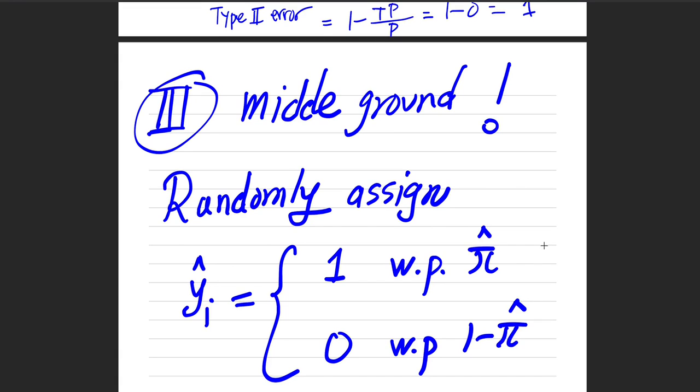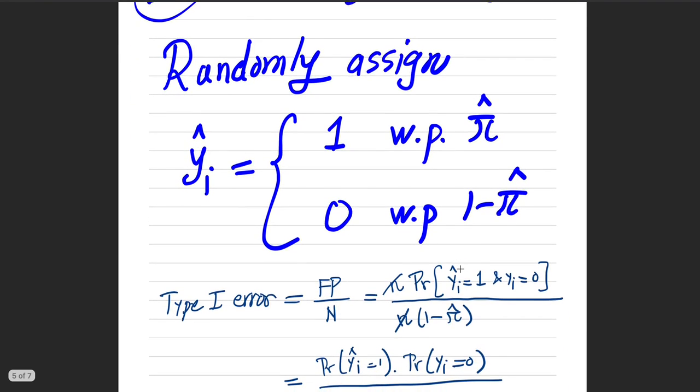Now, if the proportion of positives in the data is around 50%, as is the case in the IMDb example, classifying reviews into positive and negatives, then there won't be much of a difference because it's 50-50 anyway. This random assignment becomes important when you have unbalanced data. Now, the reason will become clear in a second when we look at the type 1 error.